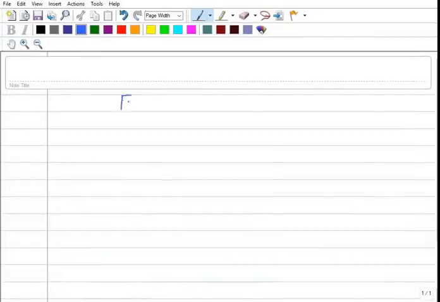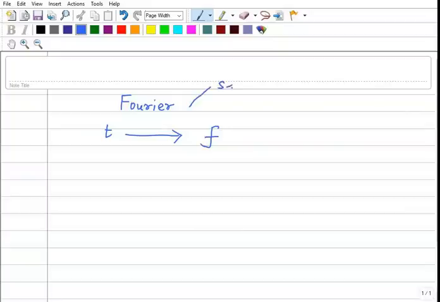So basically, Fourier analysis is used to transform from time domain to frequency domain. What is the basic difference between Fourier series and Fourier transform?